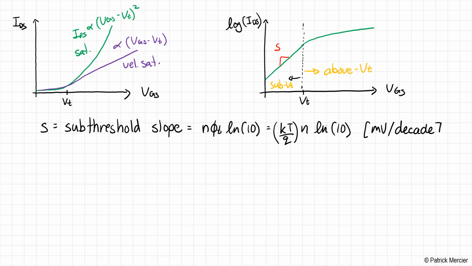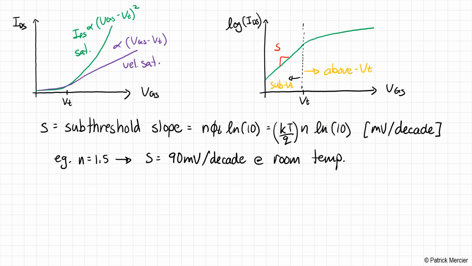Normally when we think about slope, we think about it as delta y over delta x. In this case, we're actually doing the reciprocal, delta x over delta y. So for example, if n equals 1.5 and we're operating at room temperature, then the slope is equal to 90 millivolts per decade. That would be at room temperature.